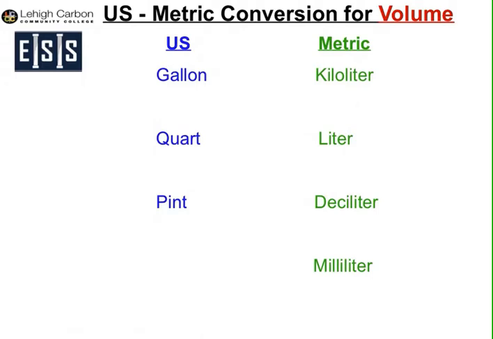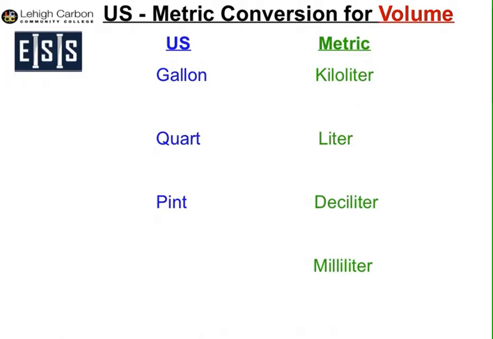Let's take a look at the US to metric conversion for the measurement of volume. On the US system, the common units for volume are gallon, quart, and pint, here in blue. And for the metric system in green is kiloliter, liter, deciliter, and milliliter. With these 7 units, you'll be able to handle most of the calculations you'll need to do in the introductory science courses here at LCCC.